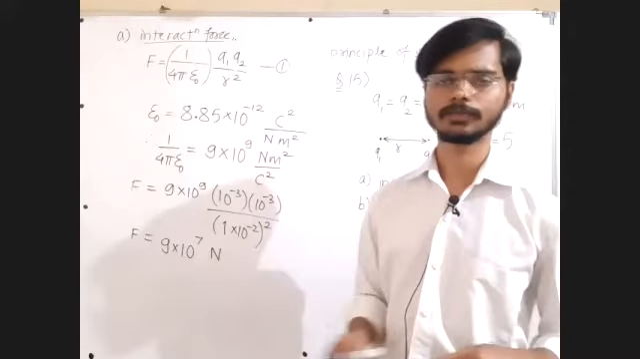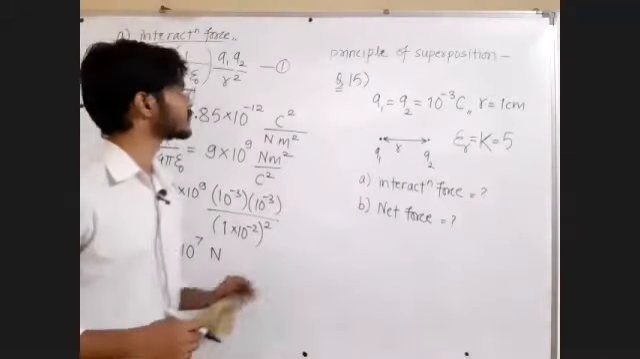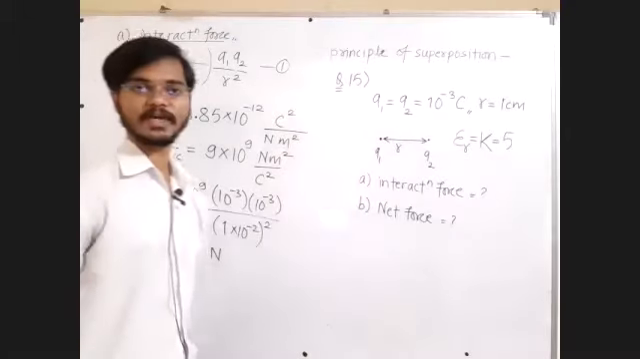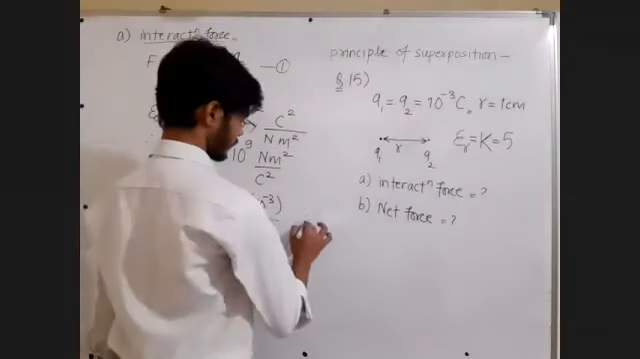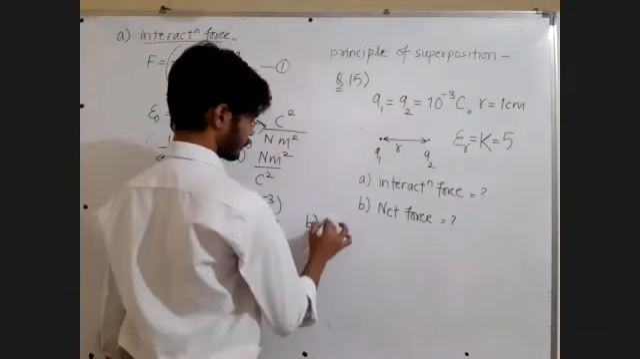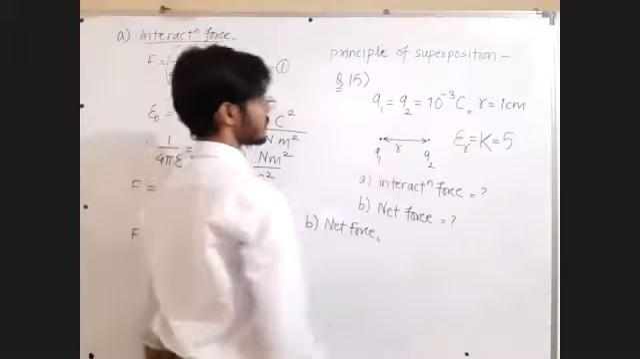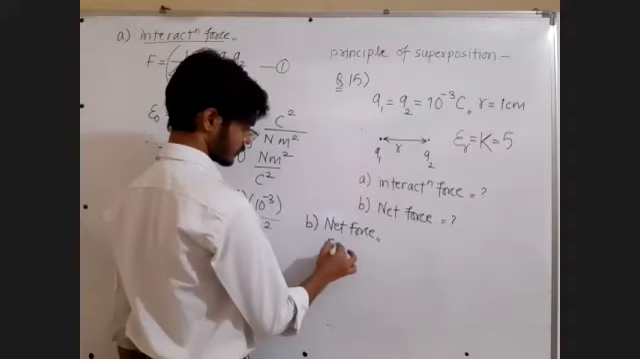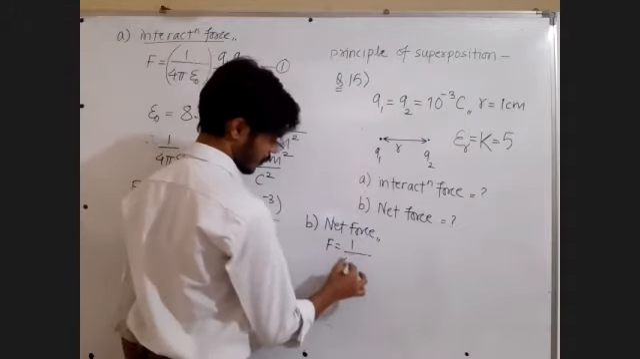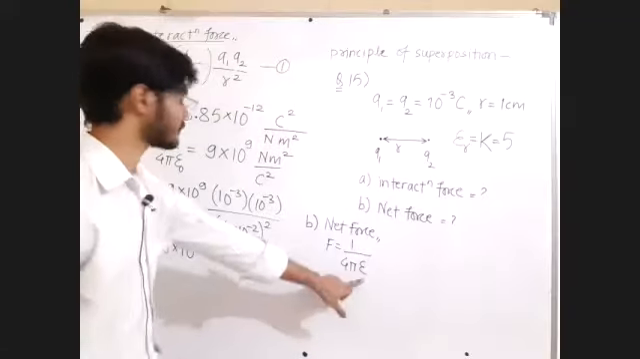Very good. Fine. Now let us try to find out the net force. What will happen if there is a medium? Very simple thing, part B. Net force. When the two charges are placed in the medium and the distance between them is 1 centimeter, very simple thing, what we have to write? Force is equal to 1 upon 4 pi epsilon, because epsilon is a medium property.